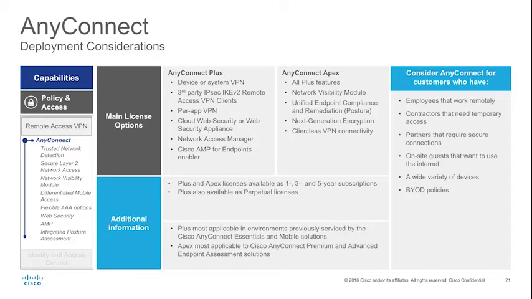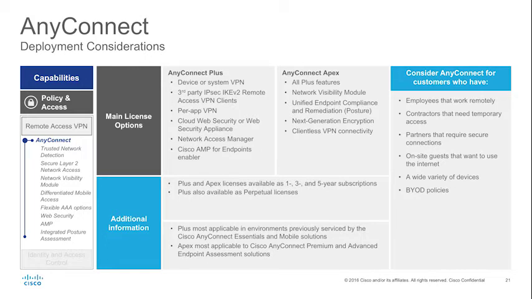AnyConnect is perfect for customers that have employees that work outside of the office or contractors that need temporary access to data and internet. They can use it for partners that need connection to shared information. AnyConnect makes it easy to grant on-campus guests access to the internet and can be used with a wide variety of devices available on the market today.